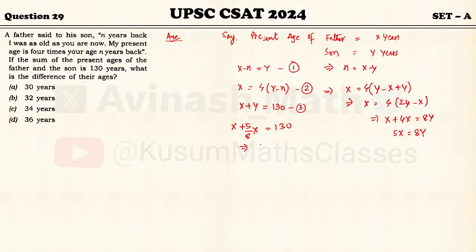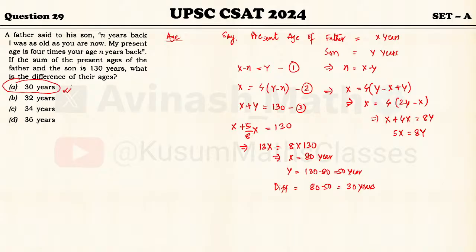This implies 13X is nothing but 8 multiplied by 130. This implies X is 80 years. Once X is 80 years, then Y is 130 minus 80, which is 50 years. So the difference is 80 minus 50, which is nothing but 30 years, right? So this is option A, right?